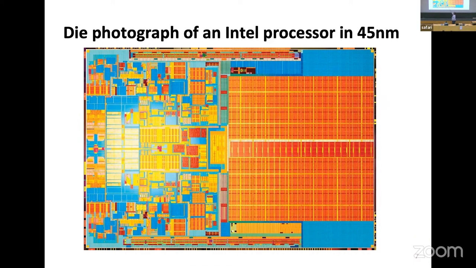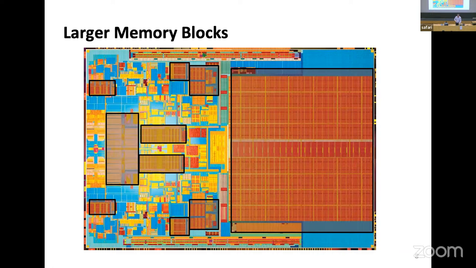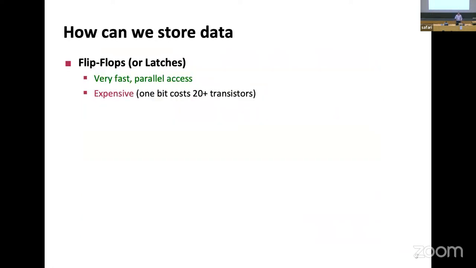Well, one core fits, then another core fits. After a while, they say, okay, we also need some memory, so you splash the cache to the next side. So this is how the modern designs go. Now, how can we store data?